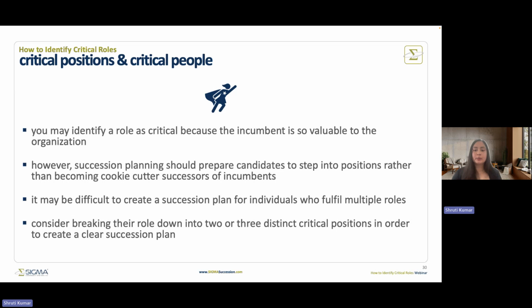Now, looking at the bigger picture, you also may find it difficult to create a succession plan for those critical superheroes who seem to do it all. So, this may be a sign that their role actually needs to be broken down into two or more distinct critical positions. So, this will not only help in creating a clear succession plan, but it also helps your organization in avoiding a catastrophic loss of talent if your rockstar employee becomes burnt out or decides to leave your company.